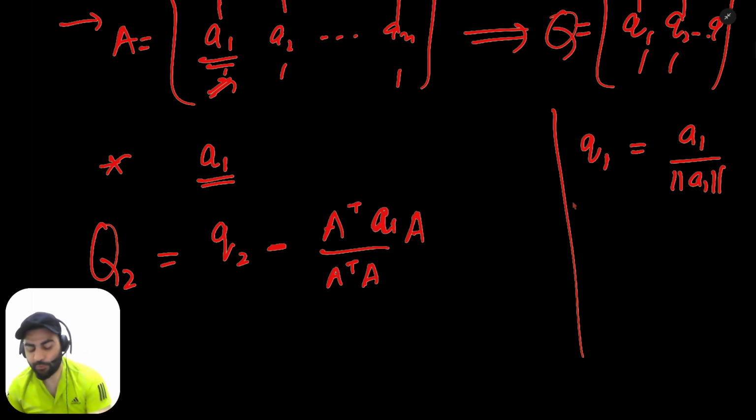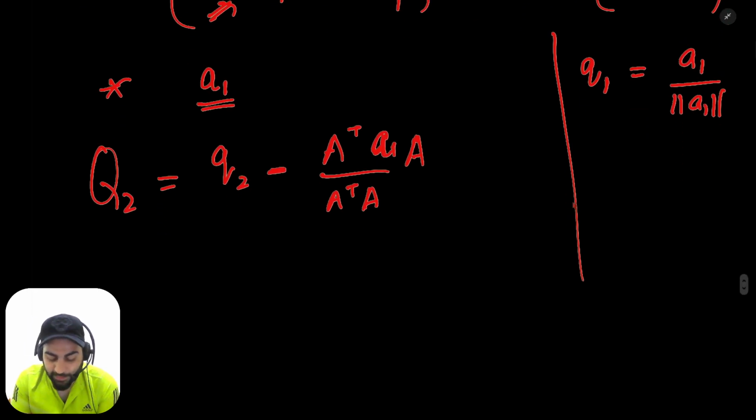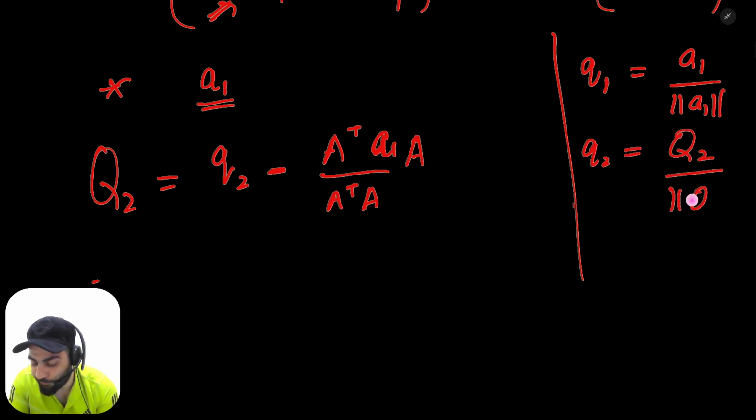You'll have to remove that component along the a1. Okay, and then if you want to find this q2, what this small q2 will be equal to is, take this bigger q2 and find its norm in order to make it a unit vector.